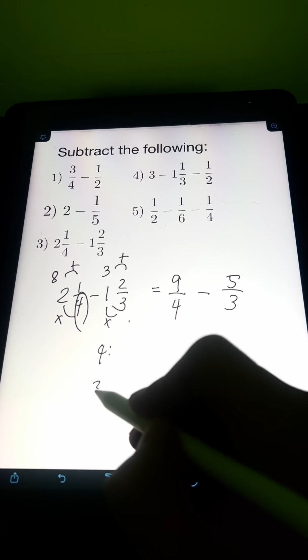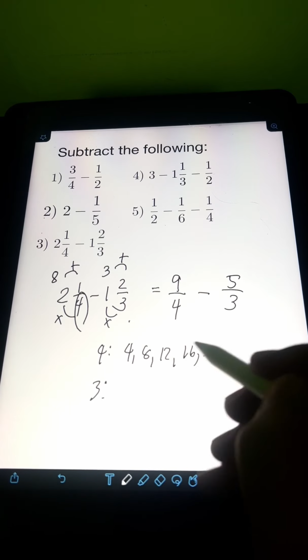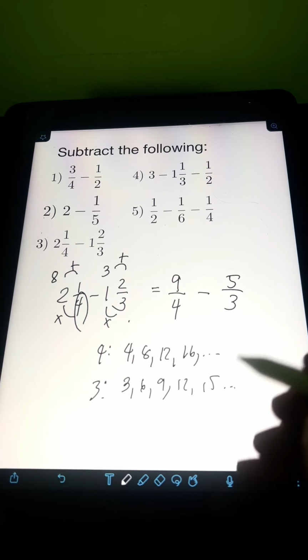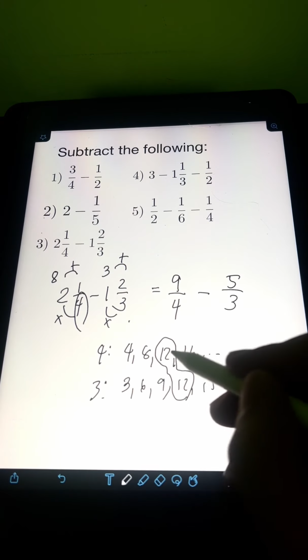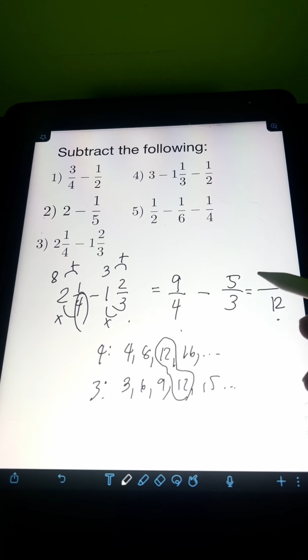So find the LCD. So listing the multiples of 4, they are 4, 8, 12, 16, and so on. Multiples of 3, they are 3, 6, 9, 12, 15, and so on. So the first common multiple that appears is 12. So the LCD will be 12. So write the new denominator as 12. Then do the same process. So 12 divided by 4, that's 3, times 9, 27, minus 12 divided by 3, that's 4, times 5, 20. And then let's subtract 27 minus 20, 7 over 12. So the final answer is 7 over 12.